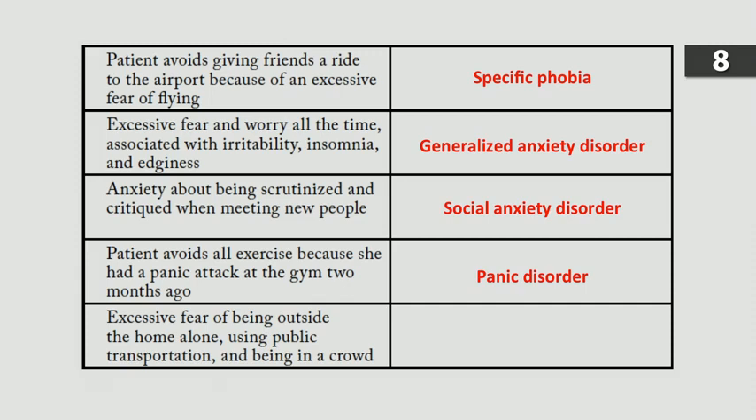Then the next one is excessive fear of being outside the home alone, using public transportation, and being in a crowd. Now, we didn't discuss this one specifically, but this is a type of specific phobia called agoraphobia. So agoraphobia is basically the fear of an environment, particularly an environment that you can't escape from easily. It also includes fear of being in open spaces or even fear of being in an enclosed space like a movie theater. So this is not classified as a specific phobia, but as agoraphobia. And I just wanted to make sure you'd heard of that one.